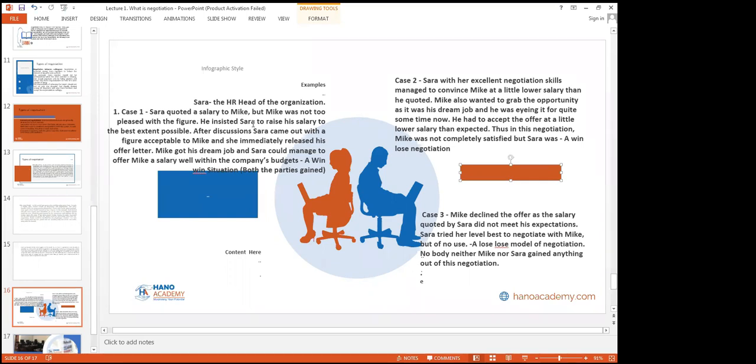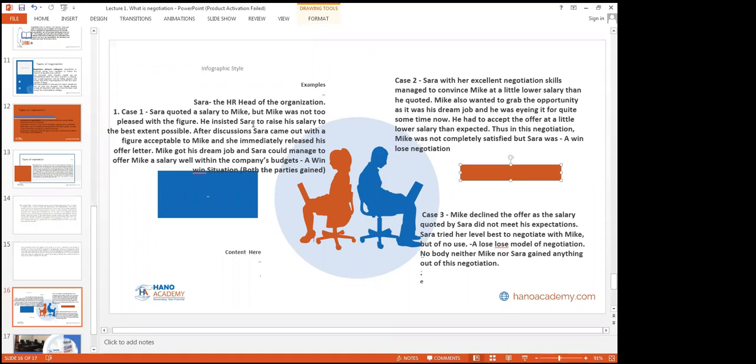He insisted to Sarah to raise the salary to the best extent possible. After discussion, Sarah came with a figure acceptable to Mike, and she immediately released his offer letter. Mike got his dream job, and Sarah could manage to offer Mike a salary well within the company's budgets. So this is a win-win situation. Both the parties have gained.